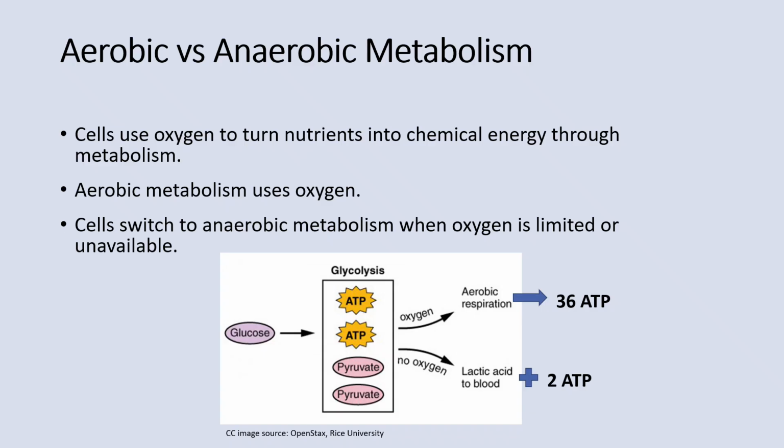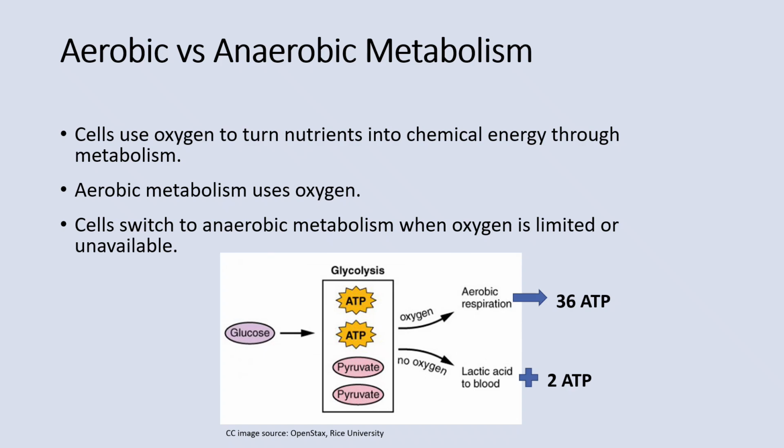Cellular metabolism, also known as cellular respiration, is the process where the body's cells break down molecules of glucose to produce energy in the form of adenosine triphosphate, or ATP. There are two types of cellular metabolism, aerobic and anaerobic. Aerobic metabolism occurs in the presence of oxygen. Aerobic metabolism is an effective process that yields 36 units of ATP energy for each glucose molecule.